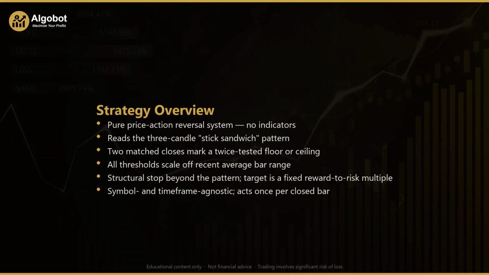Twin Close Sandwich Reversal is a reversal system built entirely on price action. It watches for a specific three-candle formation, the stick sandwich, and it treats that formation as evidence that the market has tested a level twice and held it. There are no technical indicators involved. No moving averages, no oscillators, no momentum lines. The only calculation under the hood is a simple average of recent bar ranges, and that average is used purely to scale the pattern's tolerances to whatever instrument and time frame you attach it to.